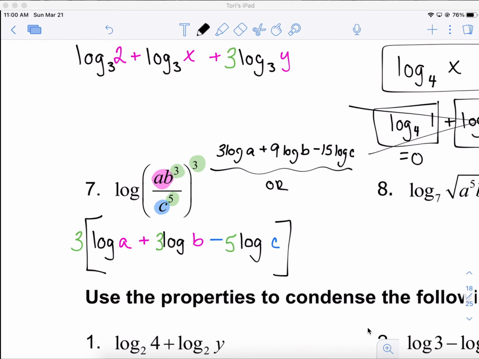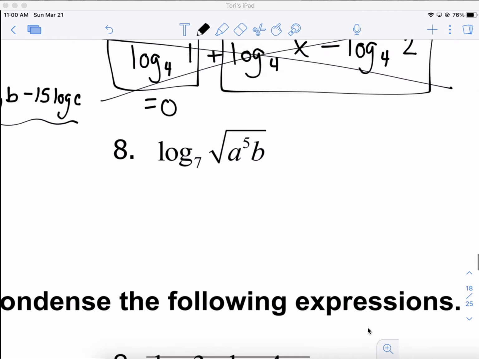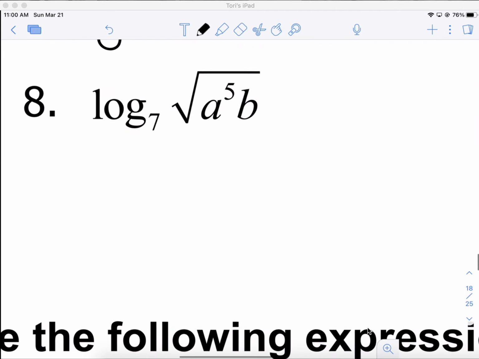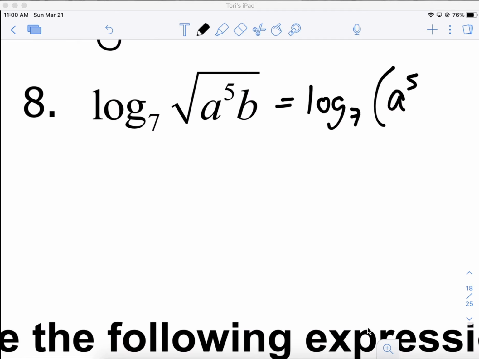Okay, all right, let's go to number 8. Number 8, remember that taking something to a square root is the same as raising that whole thing to a 1/2. A square root is the same as a 1/2 exponent. So I'm going to highlight that yellow just so you remember this is the same thing.